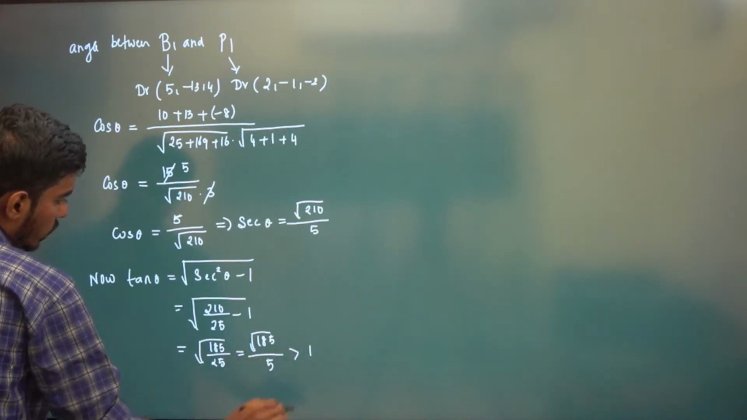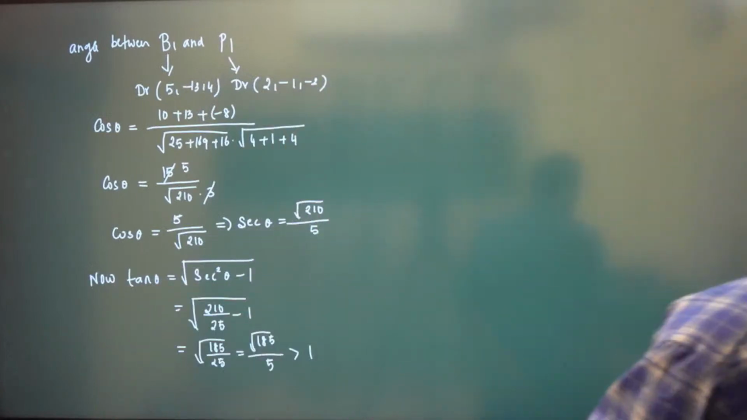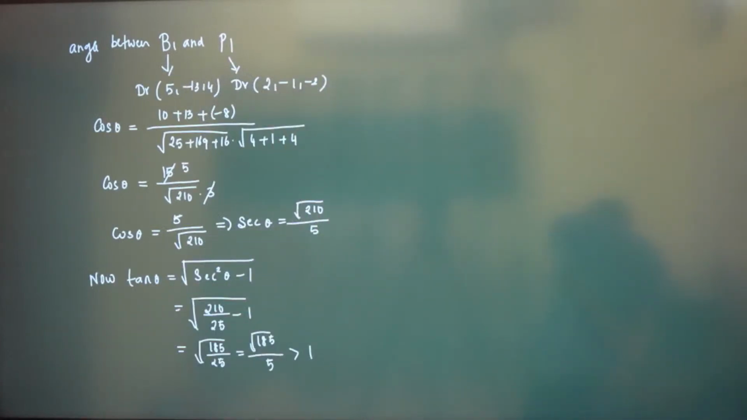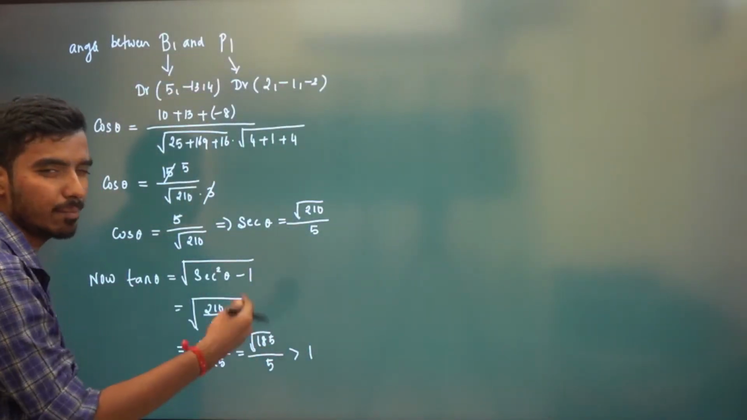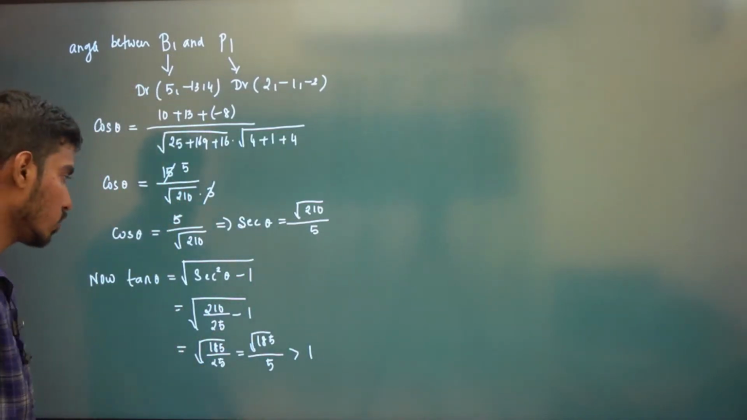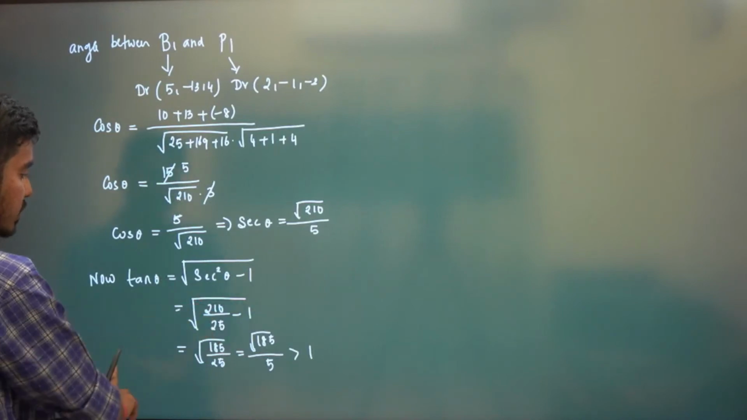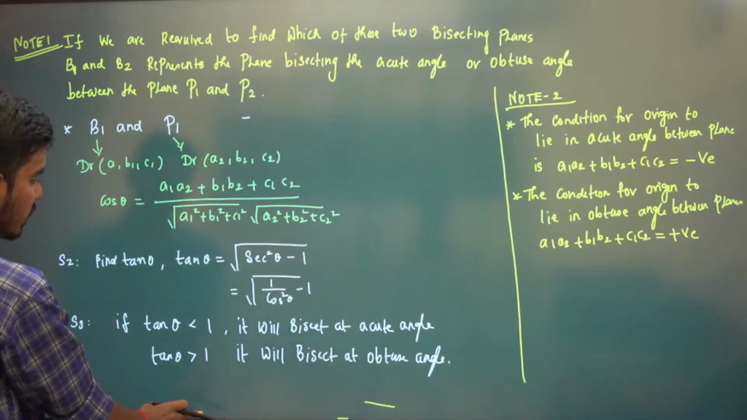Surely it will be greater than 1, right? Because root 185 is somewhere around, root 144 is 12, root 169 is 13. So this will be around 14 by 5 something. So 14 point something by 5, which will always be greater than 1. That means tan theta is greater than 1. That means if tan theta is greater than 1, it will bisect at obtuse angle.